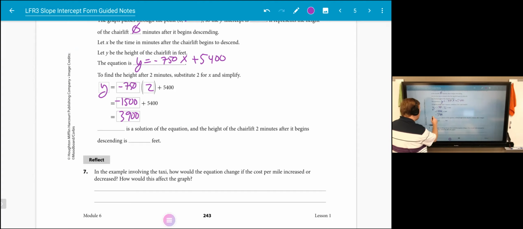So the point (2, 3,900) is the solution of the equation, which means 2 minutes after it begins descending, the height is 3,900 feet.